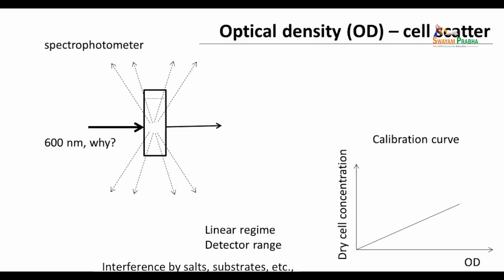So we need to have an appropriate control by which we can account for the mass of salts and substrates and so on, so that we can take that into account while measuring OD. This is a finer point. I just thought I'll mention this here during the measurement.